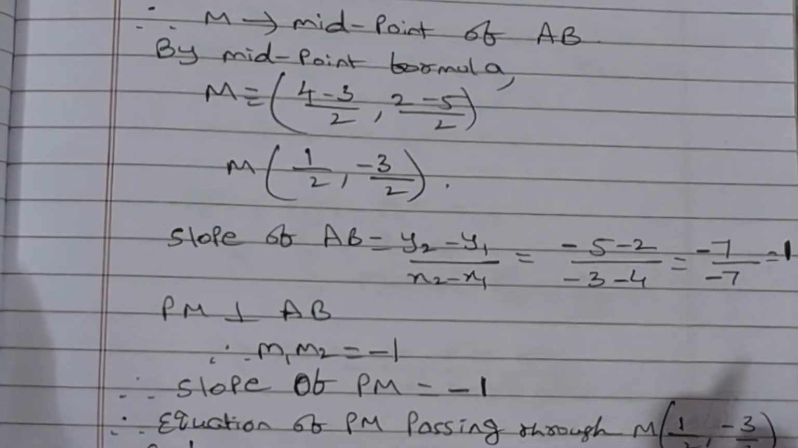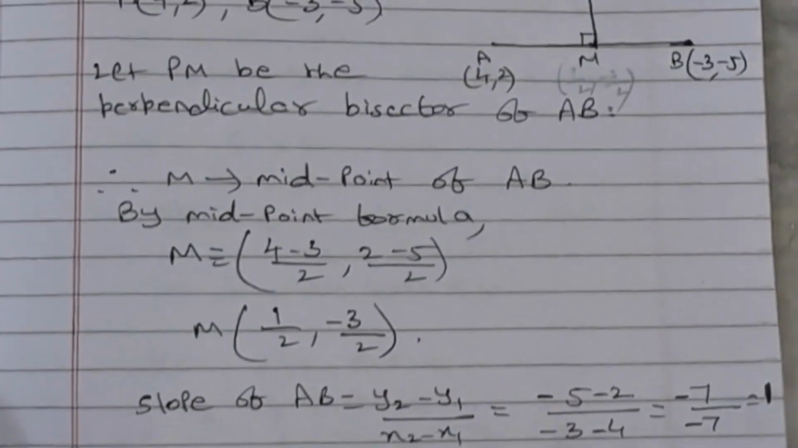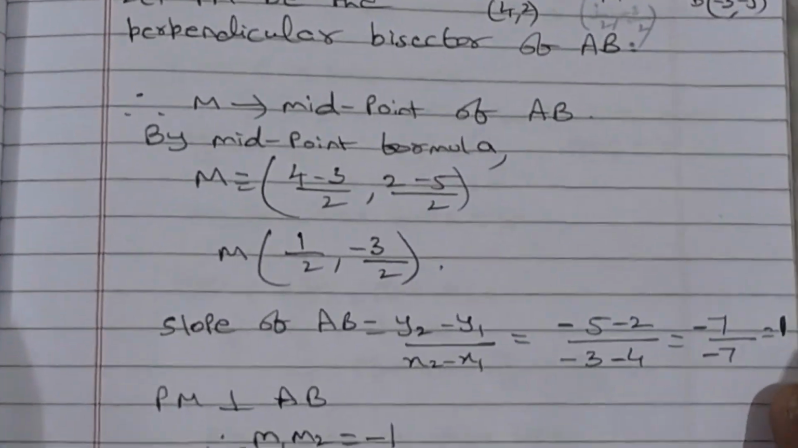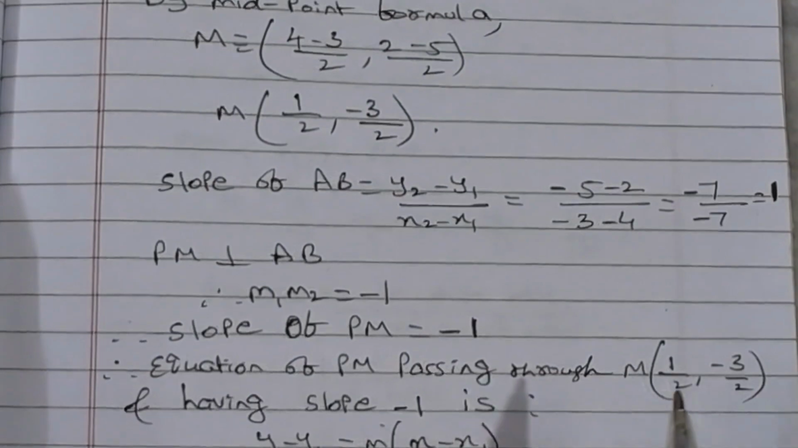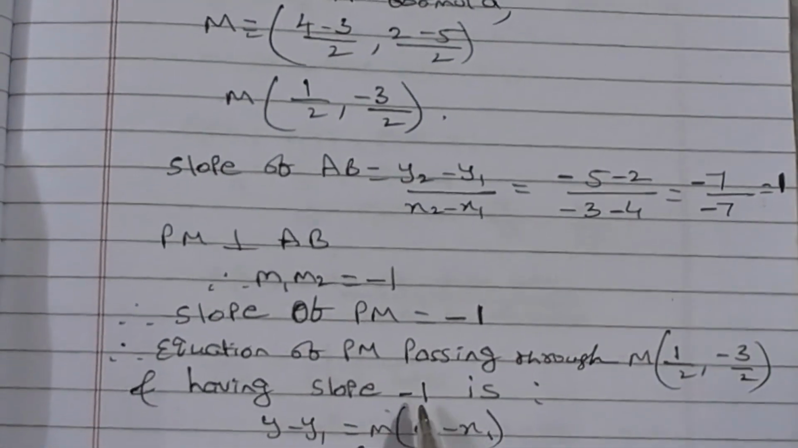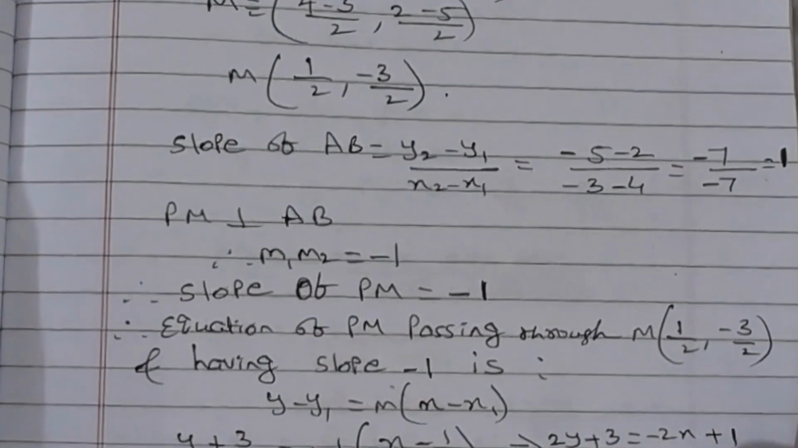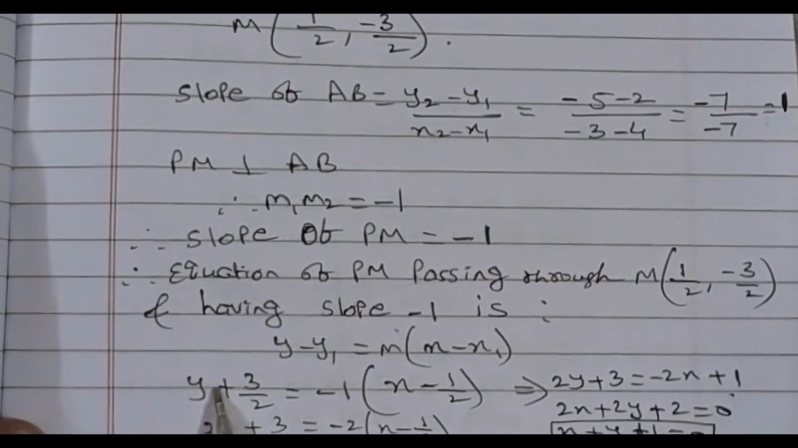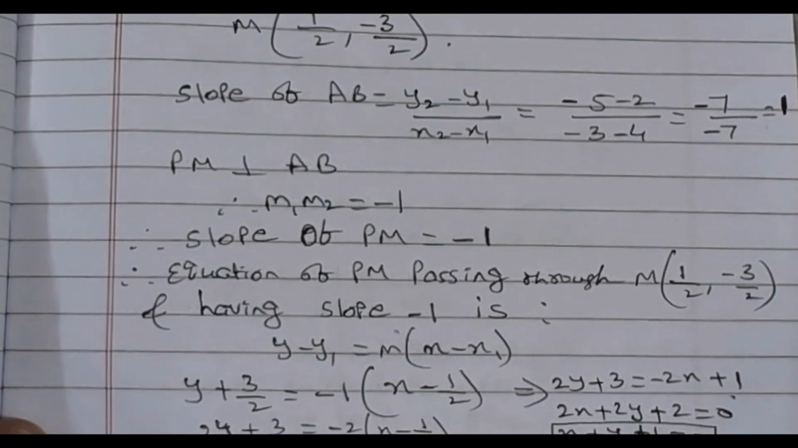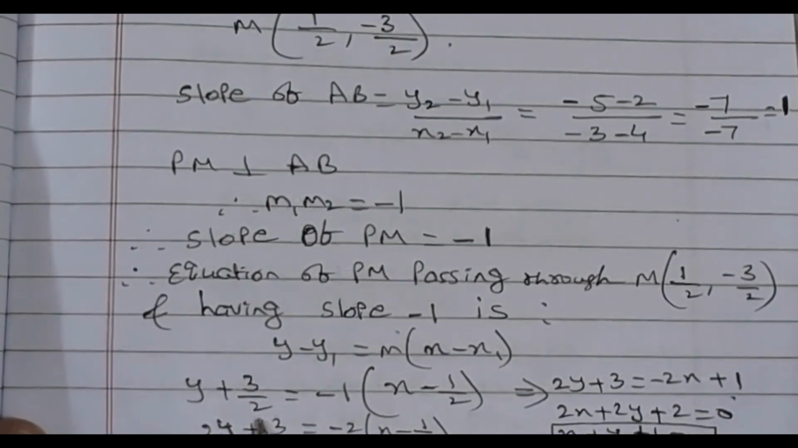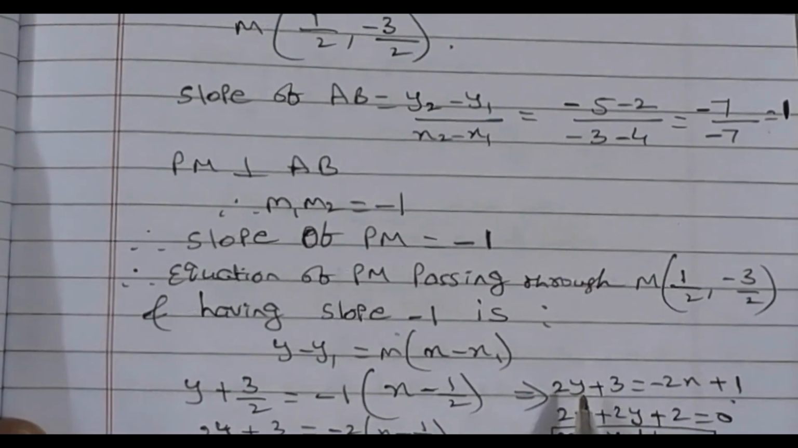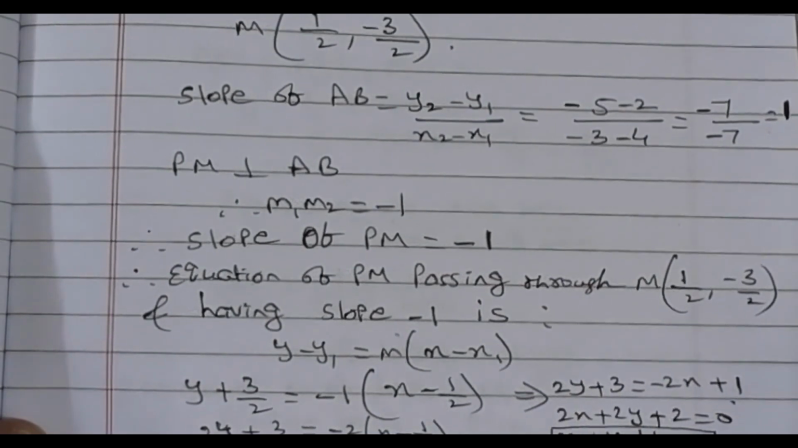So -1. Now you can write the equation of PM because you know one point on the line and you know the slope of PM. So equation of PM passing through M (half, minus 3 by 2) and having slope -1 is y minus y1 equal to m into x minus x1. So y plus 3 by 2 is -1 into x minus half. So multiply by 2. So 2y plus 3 equal to ये हो जाएगा -2 into x minus half. 2y plus 3 is -2x plus 1.